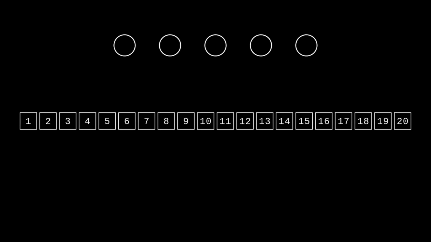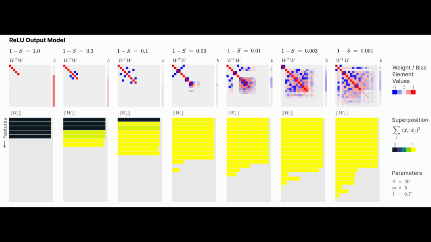To start, they trained multiple toy models with 5 dimensions on 20 features, with each feature having an importance equal to 0.7 to the ith power. This essentially makes each subsequent feature 30% less important than its predecessor. Now, this diagram might seem confusing at first, but at a high level, it shows how increasing the feature sparsity allows for more superposition, which allows for more features to be learned.